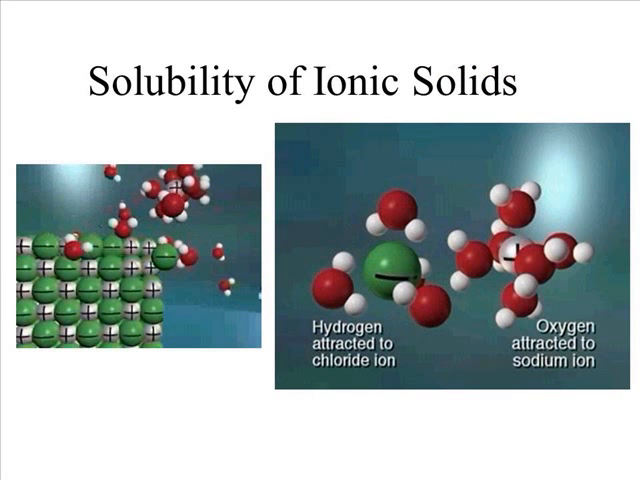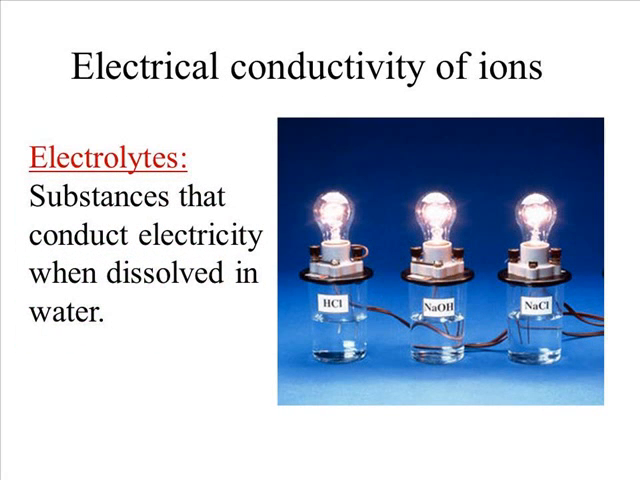Ionic solids are polar. They are attracted to the positive and negative ends of the water molecule and are able to be pulled apart by the water, which then surrounds the ions. The ions are then free to move throughout the solution, conducting an electrical current, and this is what defines an electrolyte.